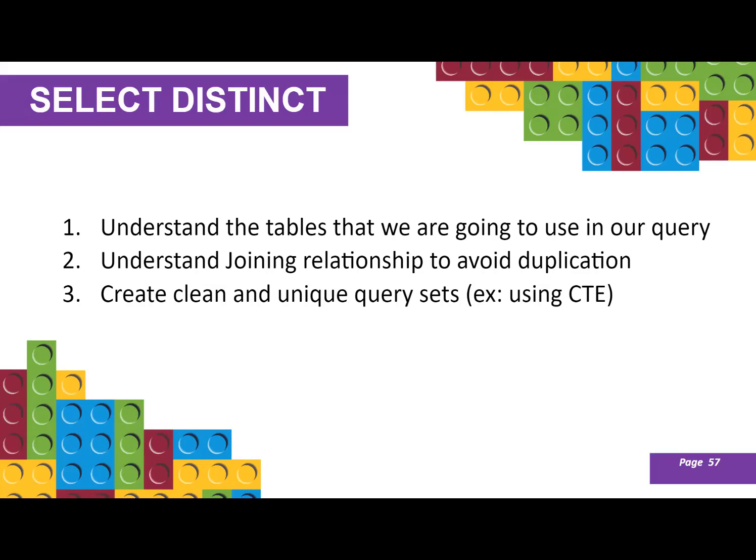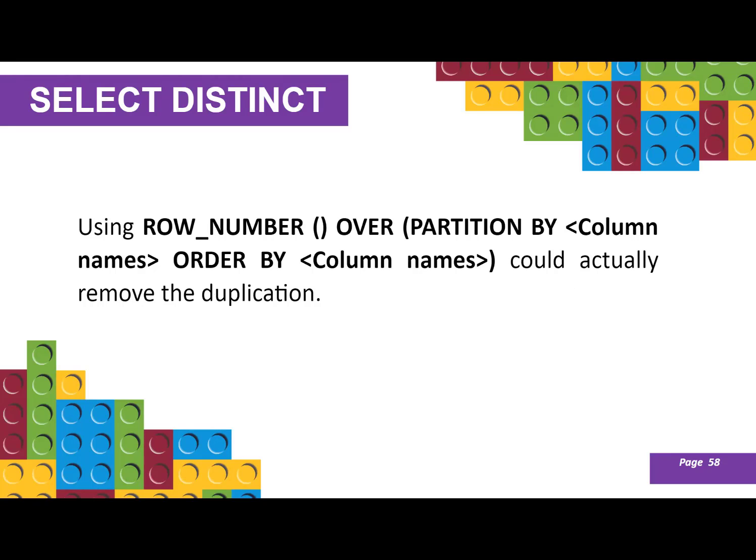So understand the tables that we are going to use in our query, and understand the joining relationships to avoid the duplication. If you think about this, why do you want to use select this thing? When you start building a query set, you have to be familiar with the tables. You have to look at the data, right? And if you can catch that as early as possible, like building a clean and unique query set using a CTE, that will help you to get unique records. Then you don't have to use select this thing. You can use row numbers, right?